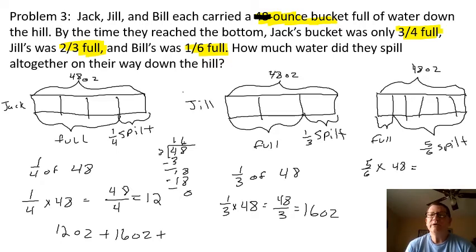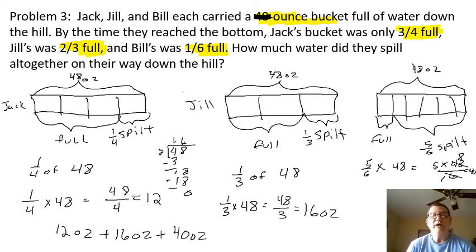Now, this is where we can do something interesting, which is 5 times 48 over 6. And we know 6 will go into 6 one time. 6 goes into 48 8 times. And that leaves us 5 times 8 over 1, which is 5 times 8 is 40, divided by 1 equals 40. So we know now Bill spilled 40 ounces.